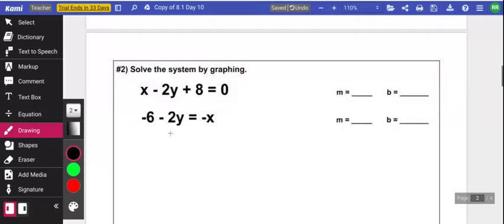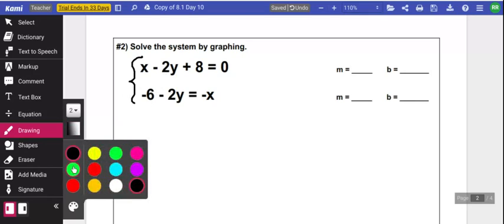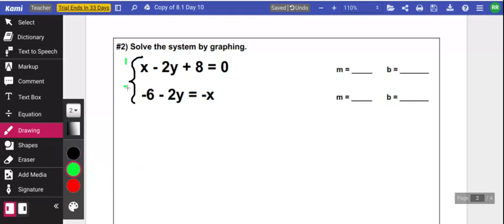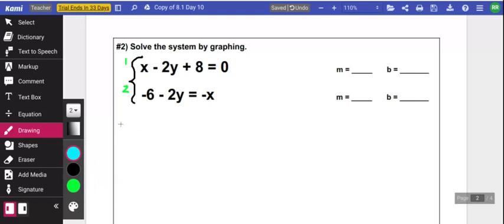And number two, here we have this system. Okay. And what this little bracket means is just this is a system. These equations work together. Okay, so we have equation 1 and we have equation 2. And neither one of them are in slope-intercept form, and so we'll need to rewrite them into slope-intercept form. So equation 1, I'll put a little 1 and circle it. I'm just going to copy down what it says. X minus 2y plus 8 equals 0.